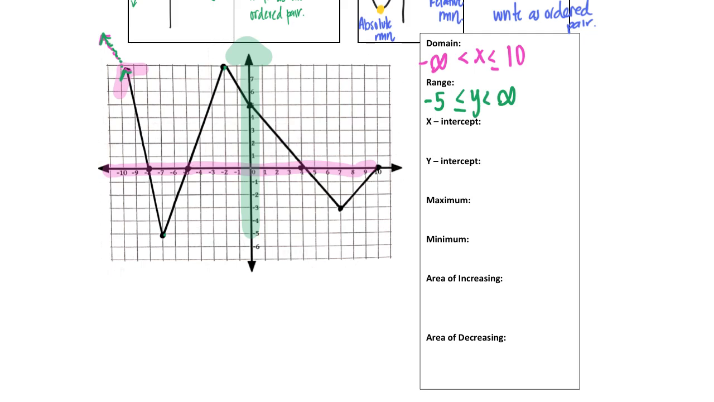Let's try to find the x and y intercepts. The x-intercept is where the graph crosses the x-axis. We write them as ordered pairs.